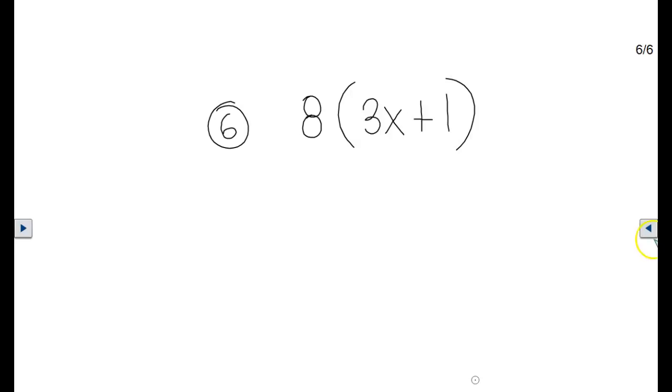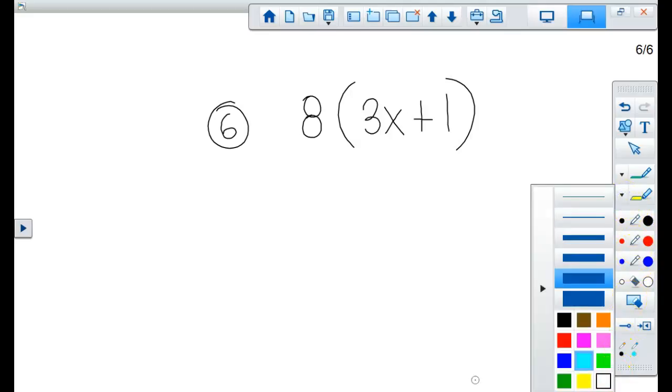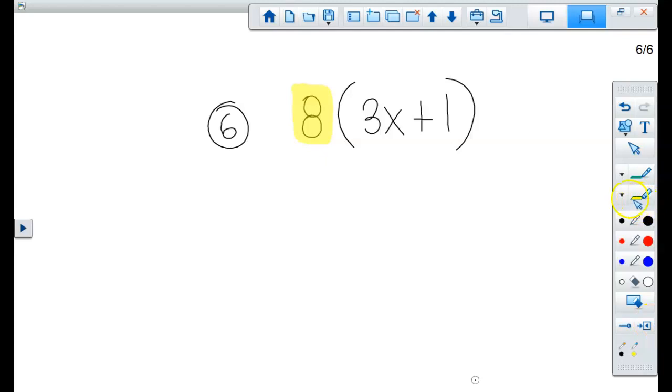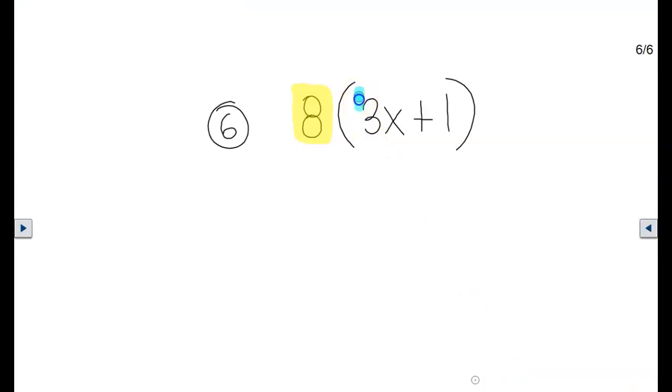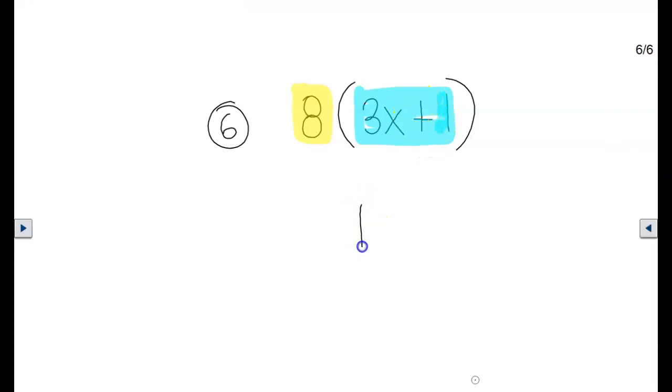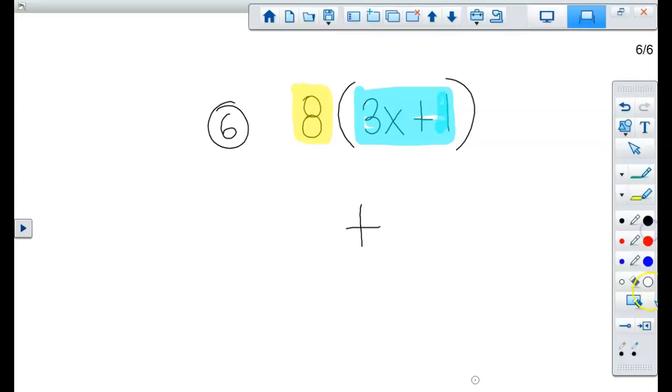All right, let's see how you did. This problem is asking us to take the number 8 and multiply that number by the entire group, 3x plus 1. Now, there's a plus sign in the problem. So I'm going to go ahead and come down here in my answer and put that plus sign. Now I'm going to take that 8 and distribute it to each member of my group. So each member of the group is going to get multiplied by 8.